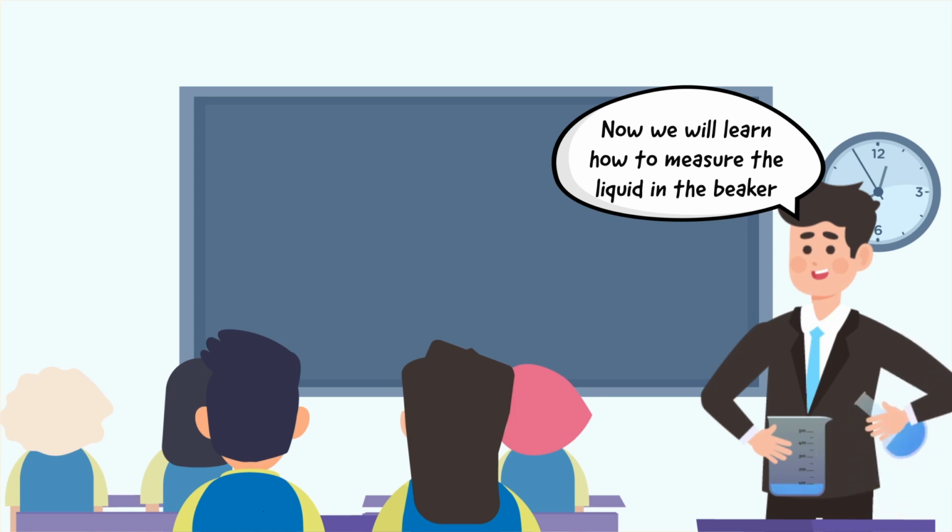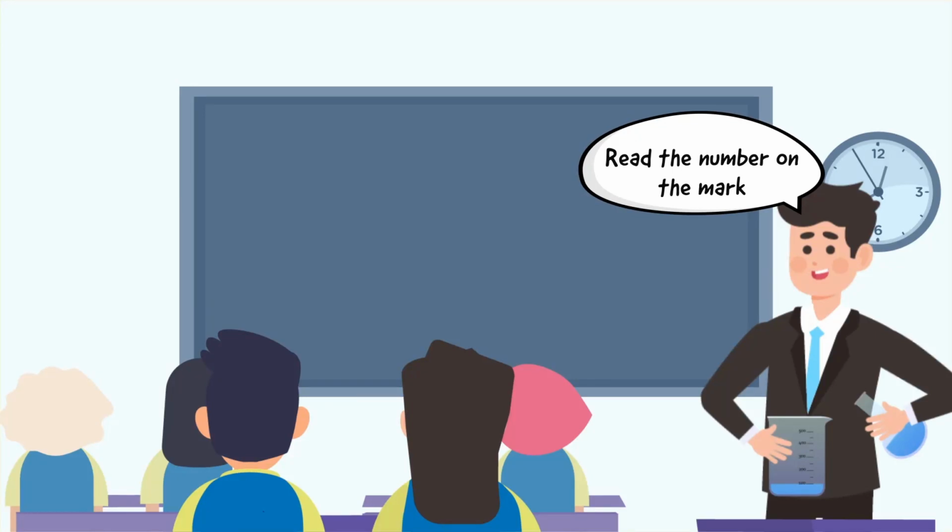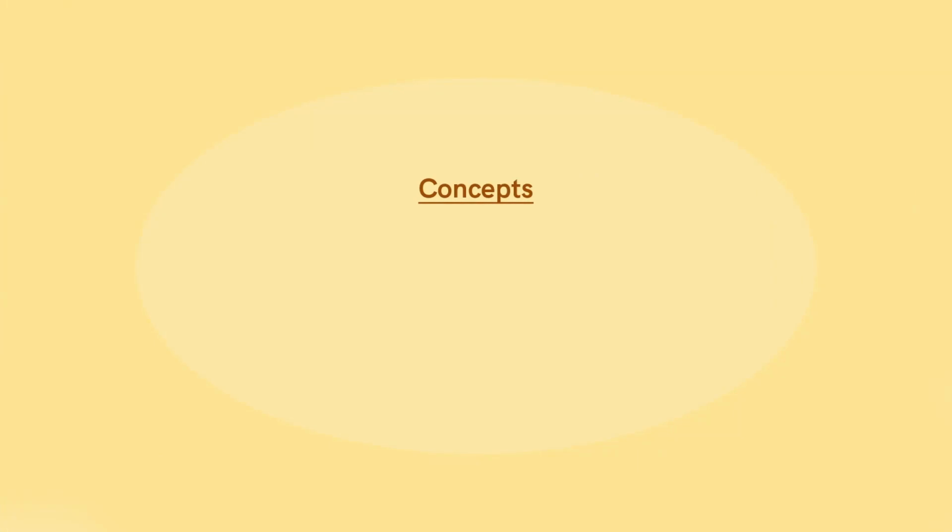Pour liquid into the beaker up to the first mark. Ask the students to read the number on the mark. Repeat the activity with the subsequent marks. Discuss with the students the various quantities in the beaker. And that is how we guide the students to learn and understand the units of volume.